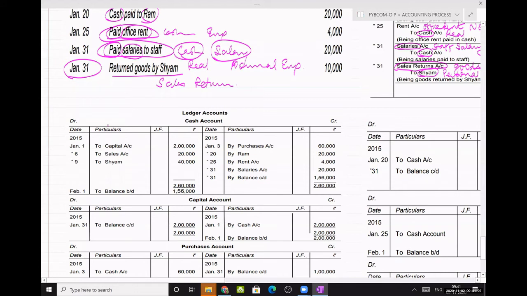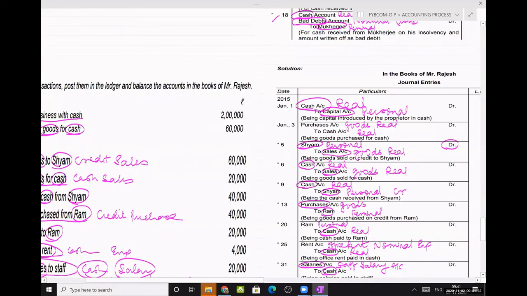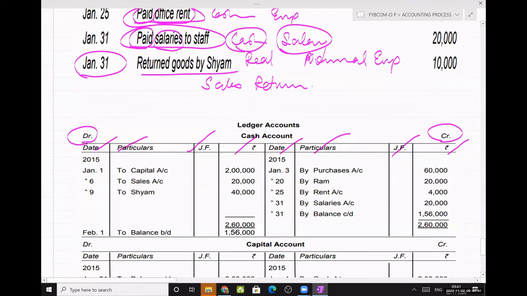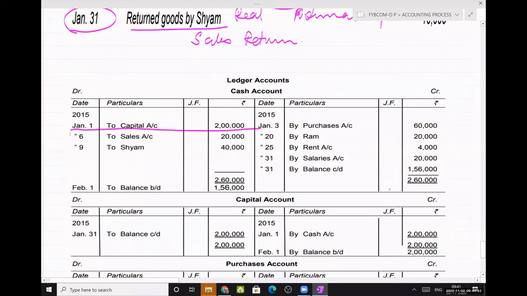This is the format of a ledger account. Debit side, credit side: date, particulars, journal folio, amount column; date, particulars, journal folio, amount column. Systematically, it is done. First journal entry is what? Cash to capital. I have a habit of first writing the debit side. So cash to capital, 2 lakhs, 1st January. Second effect obviously capital में आएगा on the credit side. For every debit there is a corresponding credit. Second effect, by cash.